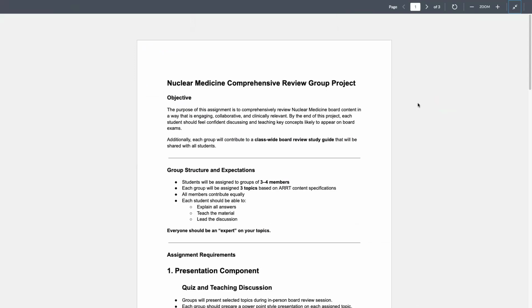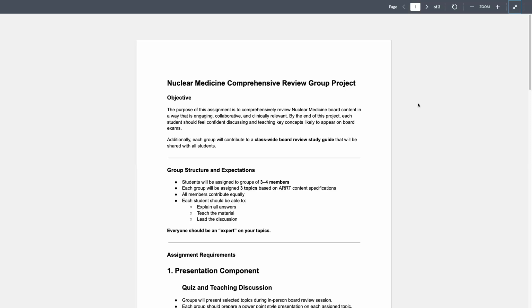So this year we're going to change it up a little bit and try to help you to get a little more interaction with doing this in a group style project. And I think it will be a lot more fun, and I think we'll have a good time with it. So we're calling this the Nuclear Medicine Comprehensive Review Group Project.